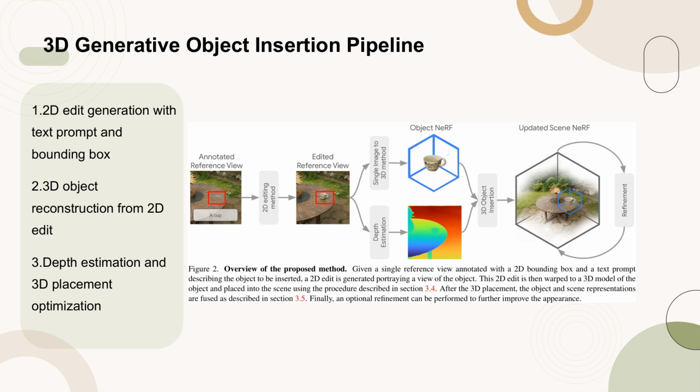The 3D placement of the object within the scene is determined using depth estimation techniques. Once the object is correctly positioned, the 3D representations of the object and the scene are fused together. An optional refinement step can be applied to enhance the appearance of the inserted object. This method ensures that the new object is inserted in a 3D consistent manner, without requiring explicit 3D spatial information.